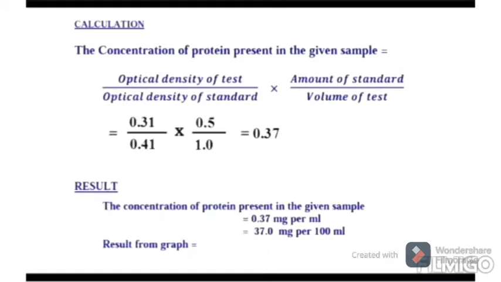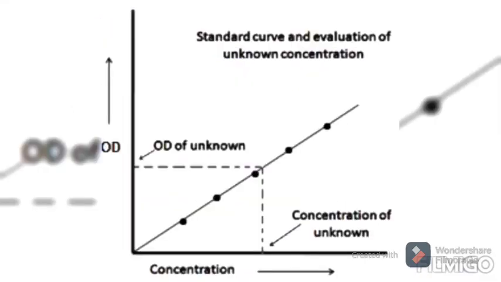You can see one of the examples there: 0.31 as OD of test, 0.41 as OD of standard, multiplied by 0.5 milligram per ml standard concentration, divided by 1 ml of test used. The result is 0.37 milligrams per ml, which is multiplied by 100 to give 37 milligrams per 100 ml of concentration.